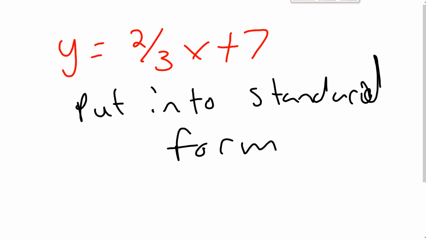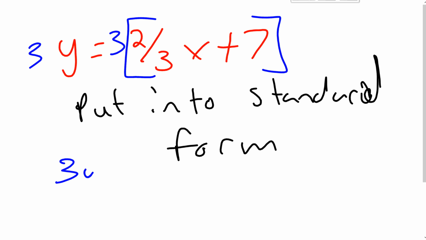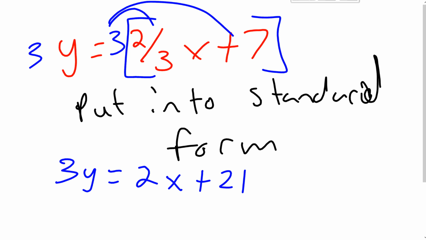Okay, putting into standard form, that's when we want to get our x's and y's on one side with no fractions and no negatives for our x. We can get rid of this fraction just by multiplying both sides by 3. So we get 3y equals 2x plus 21. I've got to distribute the 3 to both of them. I don't want to move over my x because then it would be negative, so might as well just subtract the 21.